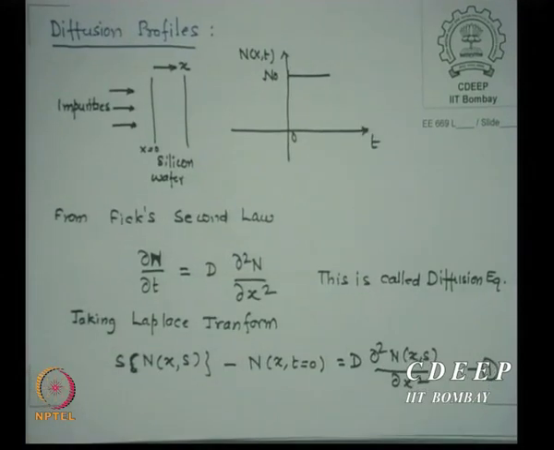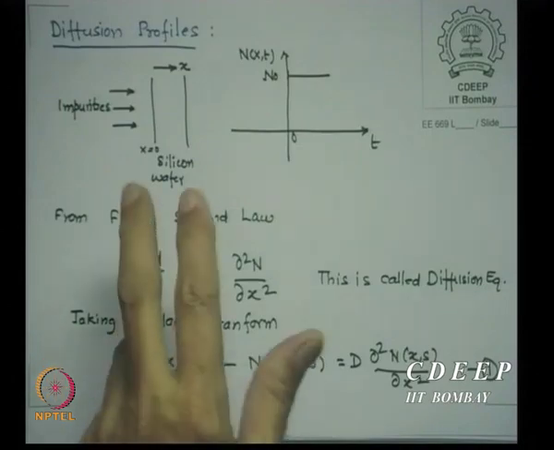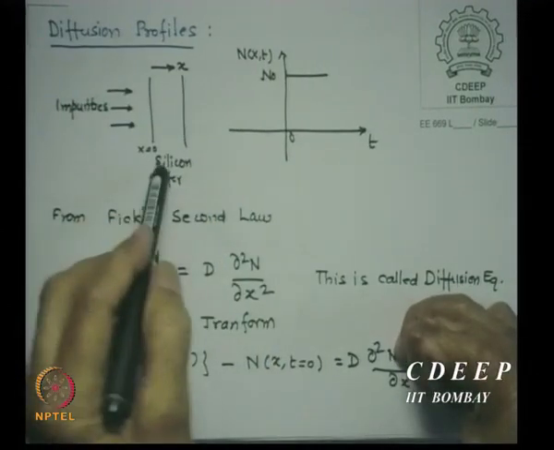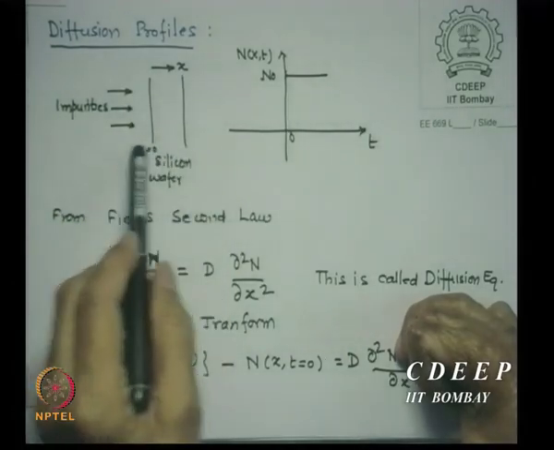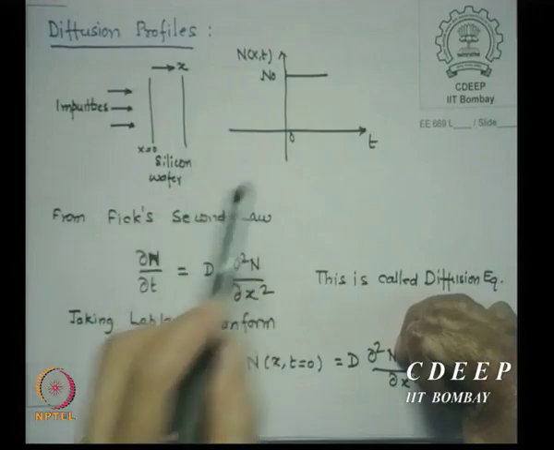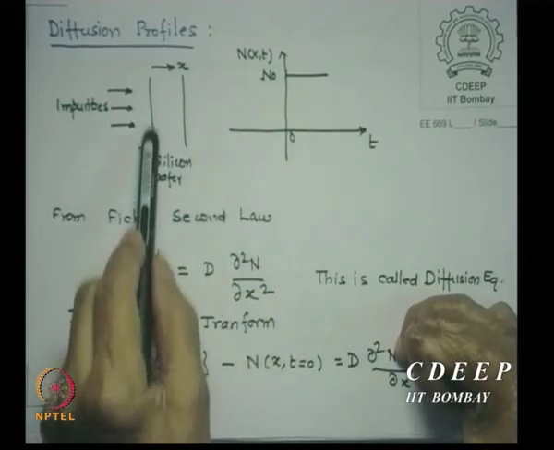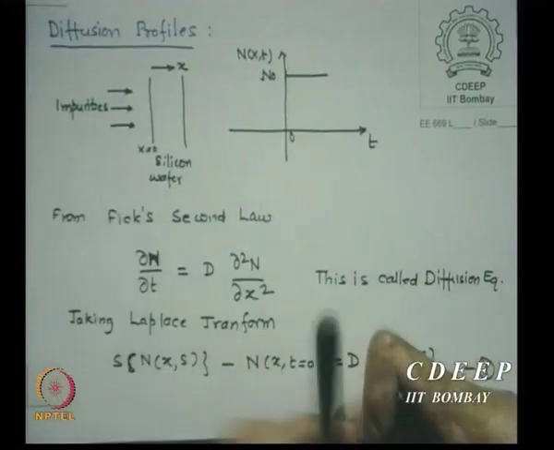The first thing we start with is now looking into profiles. That is our ultimate aim, that's what we are going to work at. So we start with profiles. First let me say it and then draw. This is the silicon surface. And as I said, this is the depth in silicon, shown as x, this is the silicon surface.